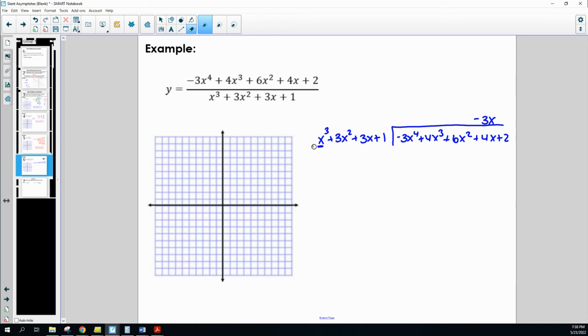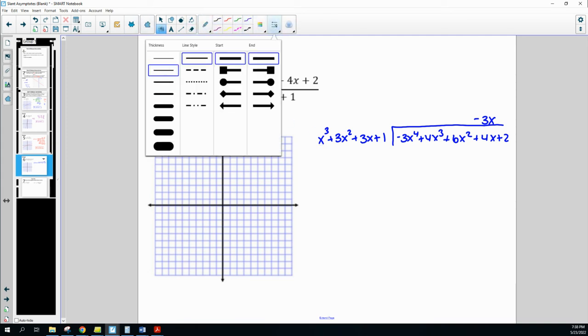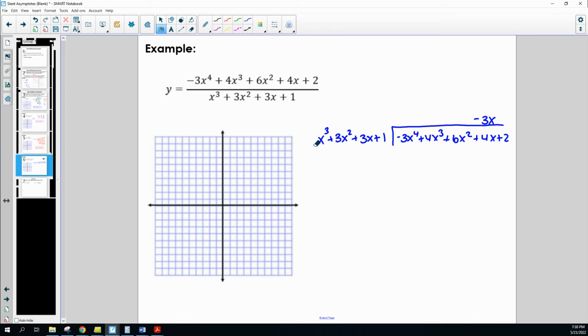So now again, we're going to take what's at the top and we're going to distribute it to the terms on the side. So negative 3x times x cubed is going to give us negative 3x to the fourth. Negative 3x times 3x squared is going to give us negative 9x cubed. Negative 3x times 3x is going to give us negative 9x squared. Negative 3x times 1 is going to give us negative 3x. And again, subtract using parentheses so we don't forget to distribute the negative.